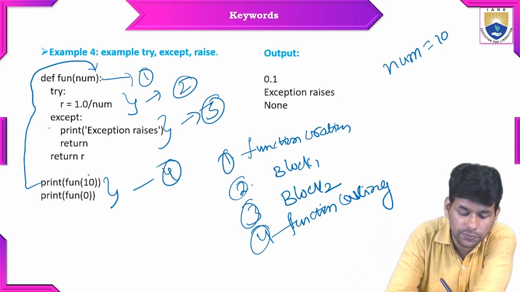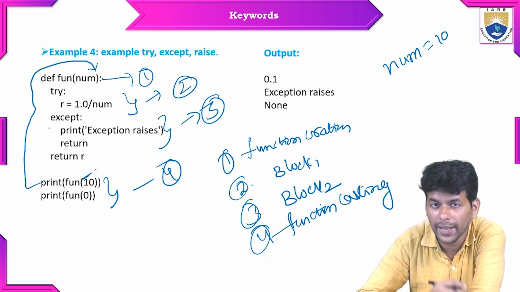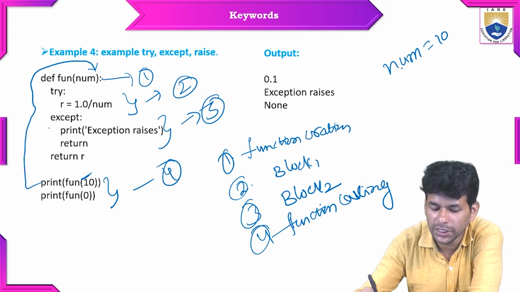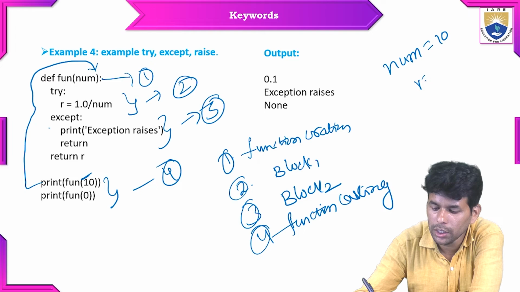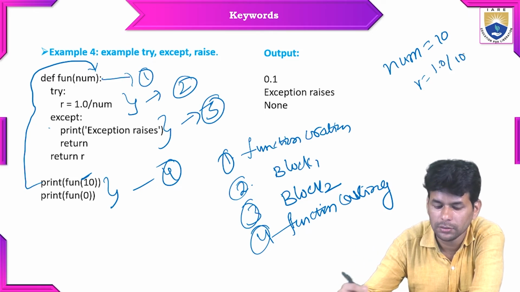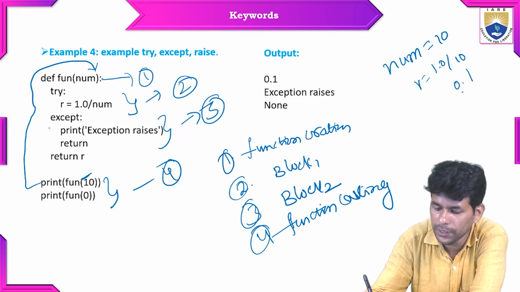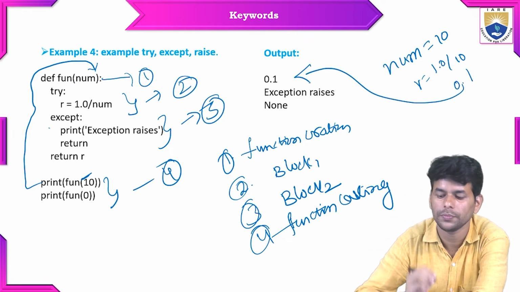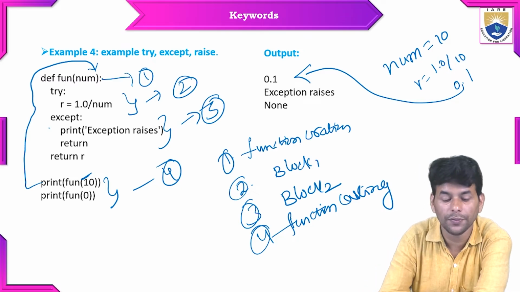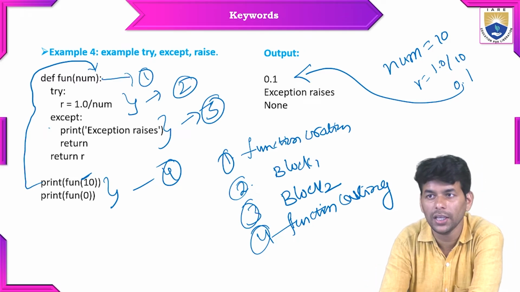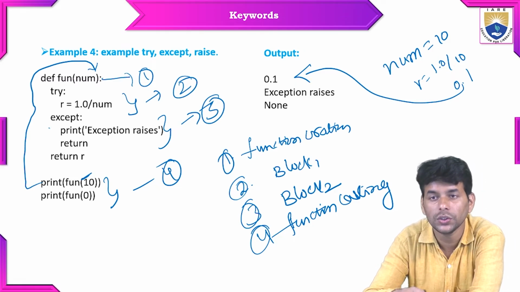So when this function call is executed, is that clear? Now number becomes 10. That means r equals 1.0 divided by 10 here. Is that clear? Then what happens? 0.1 comes as the output. For the first function calling, I got the answer 0.1.